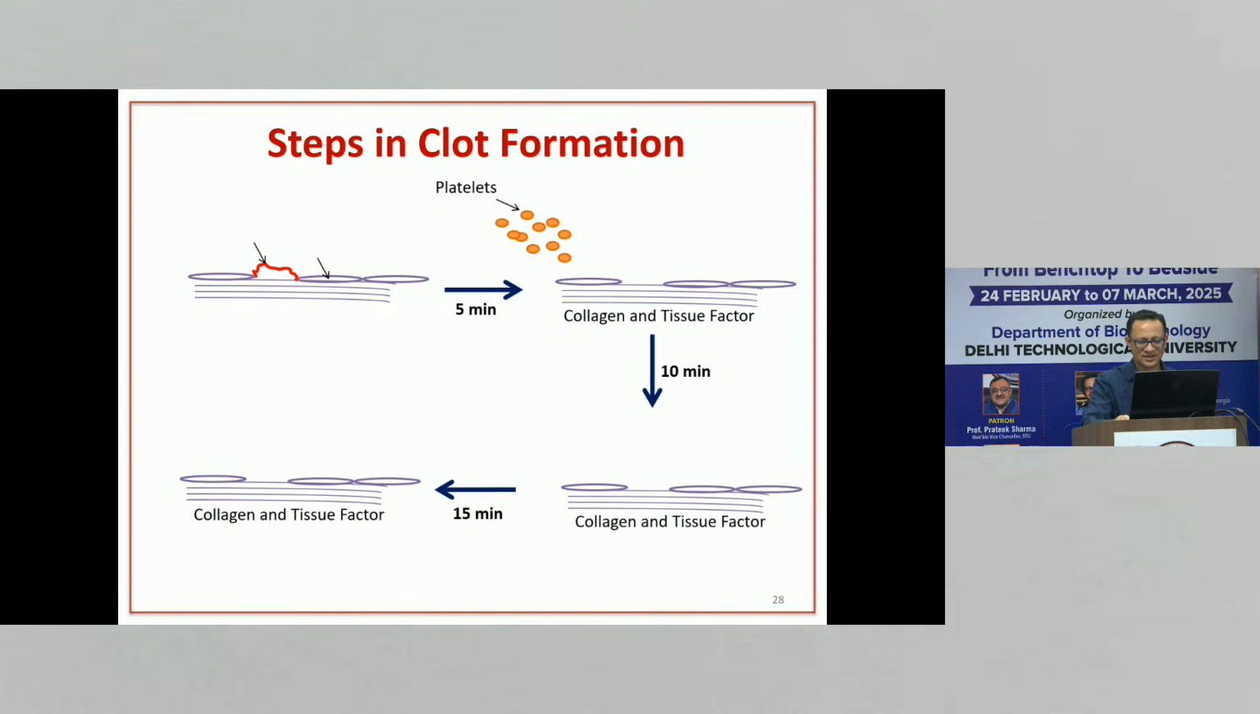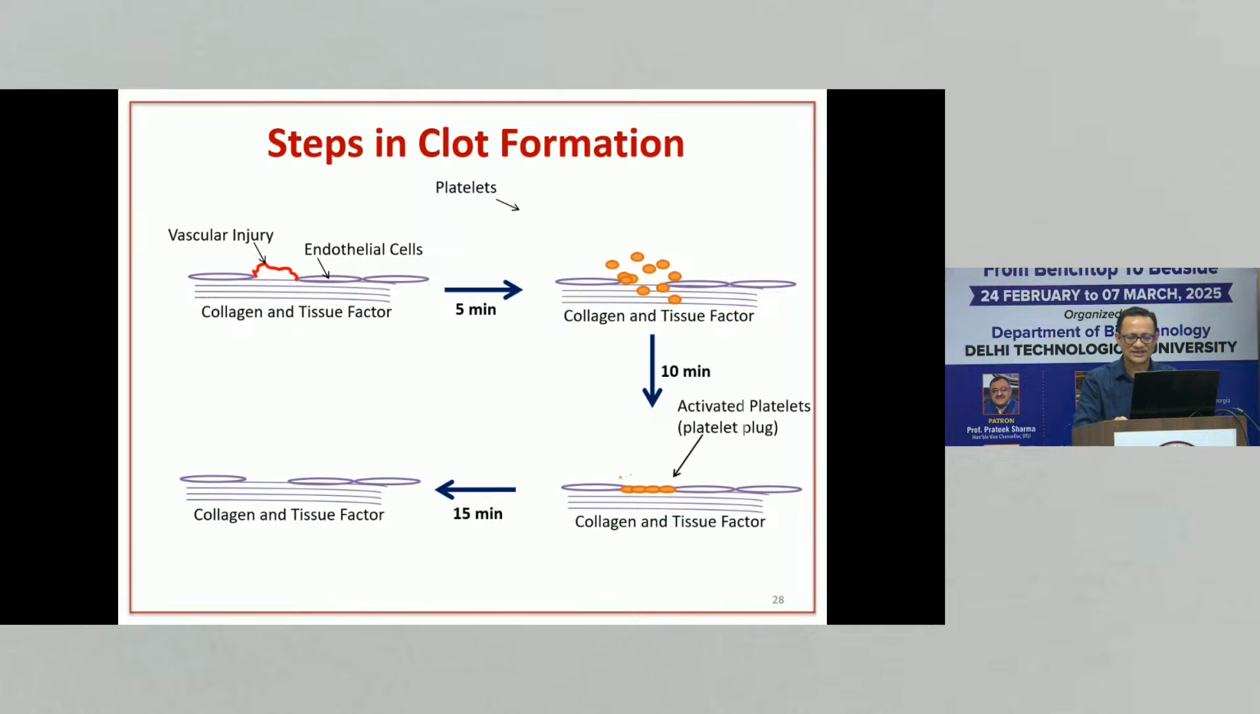And the same thing in a little bit. So with vascular injury, endothelial cells, collagen and tissue factor get exposed, platelets come to the spot, and they start getting activated. When they are activated, they start releasing ADP and thromboxane. When they release thromboxane and ADP, it really results in clot formation.